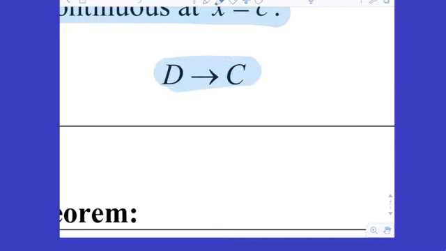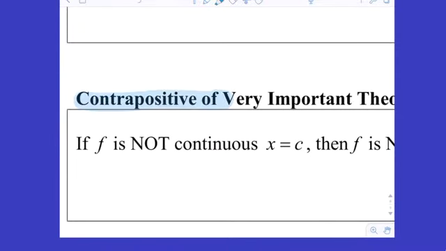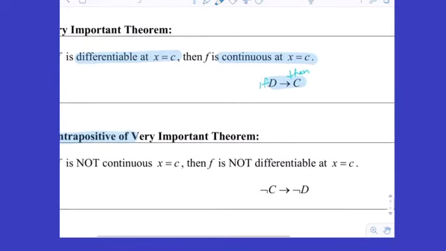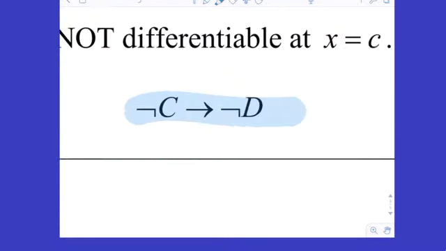So any statement is an if-then statement. This is: if it's differentiable, then it's continuous. And for every statement that's true, there is another statement that's also true called the contrapositive. The contrapositive essentially flips the if and the then and negates it. So here's what it would look like. Not C implies not D. This is the symbol for NOT. This is something we already knew. If being continuous is a necessary prerequisite for differentiability, then if it's not continuous, it's not differentiable.